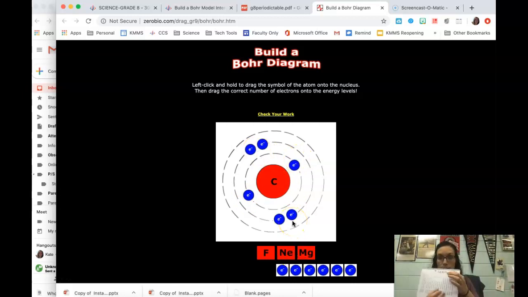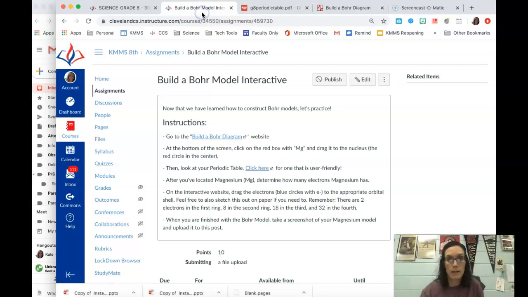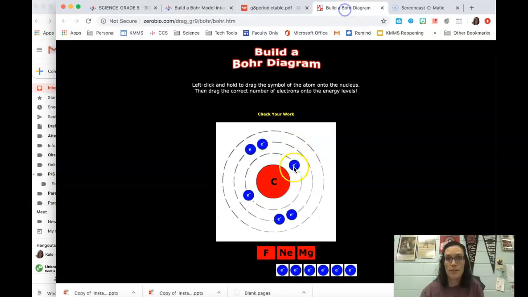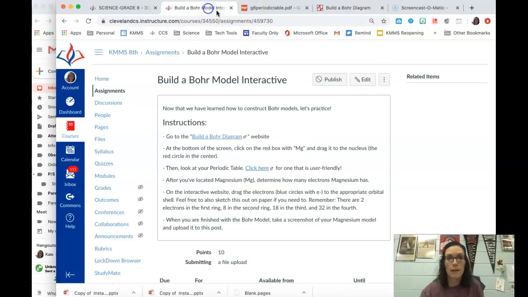Again, I check my atomic number in the box for carbon. My atomic number is that top number, which is 6. I've got 2 in the first ring. I'm allowed to have 8 in the second ring, but I only need 4. Then you're going to come back here. There's going to be a submit button at the top. You're going to submit, take a screenshot of that, and then come back here and submit that.